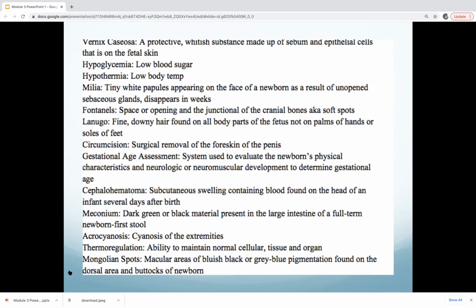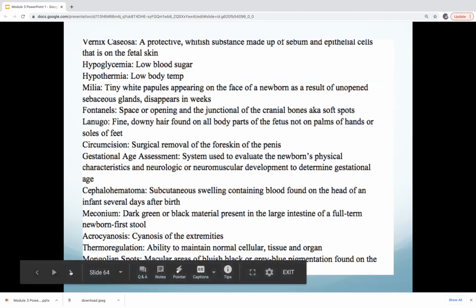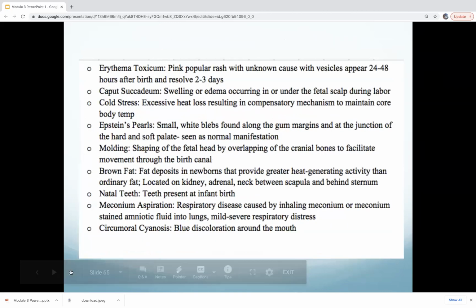Or acrocyanosis, we talked about this when we did APGARs, remember? It's cyanosis of the extremities. Thermoregulation, we talked about the ability to maintain the body temperature, and Mongolian. Make sure you know your terms. Very important. You will see them again. The next set, again, I'll focus on the skin first.